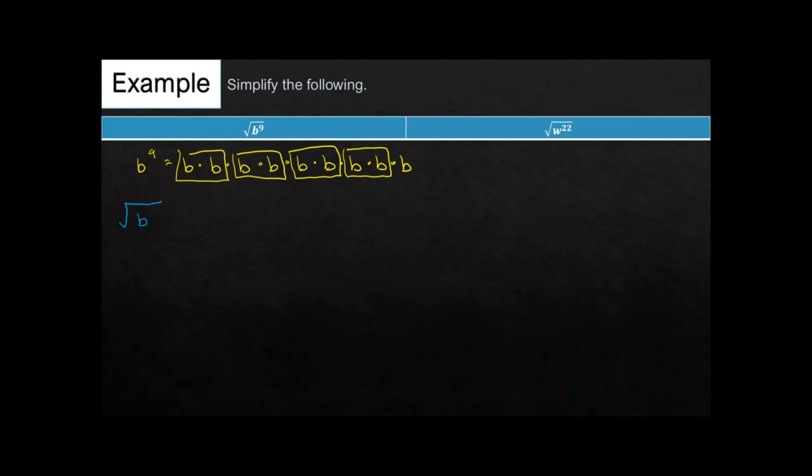So I have the square root of b to the 9th, and I can rewrite this as b squared times b squared times b squared times b squared, and I'm going to times that last b. So I've got 4 groups of 2, which gives me 8 b's total, and then that 9th b is by itself. So anything that has this exponent of 2, we want to write it out by itself, separate all of those multiplications.